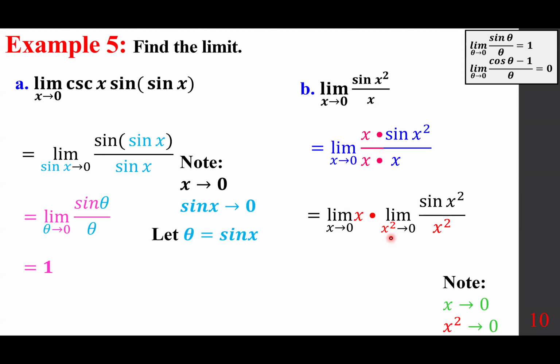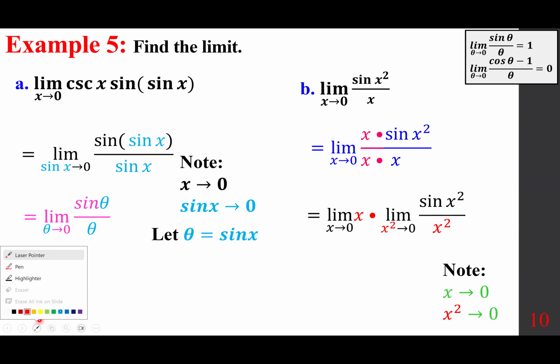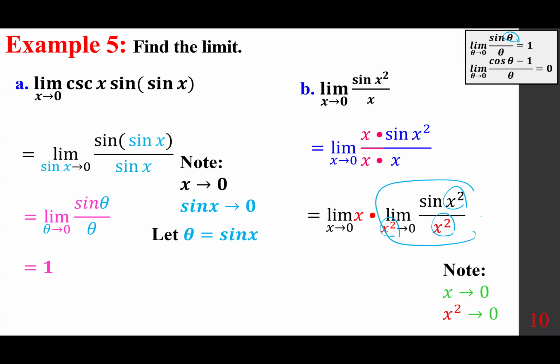Why? Well, note, when x approaches 0, x squared approaches 0 too, because they must be identical. Notice, this one and this one and this one must be identical for it to be 1. You don't have to change it to theta anymore. So this thing now goes to 1. But the first one goes to 0. Their product is 0.